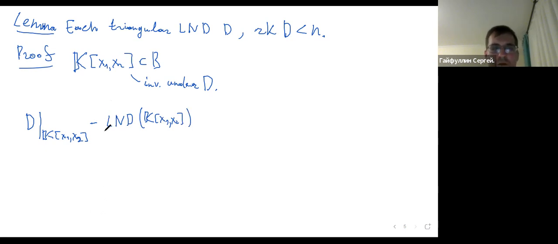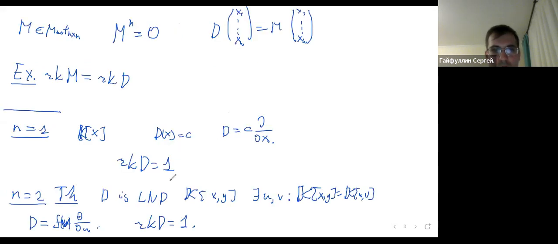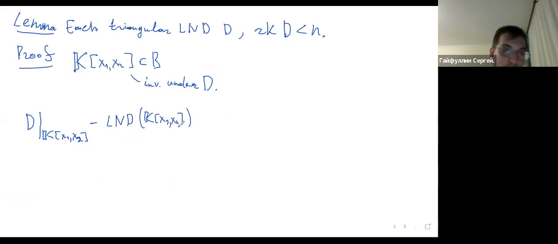It's easy to check that the Leibniz rule is true for this restriction, and that the image of every element under some iterations of D is equal to 0. Okay, then we have by this theorem that each locally nilpotent derivation in a polynomial ring in two variables has the following form.